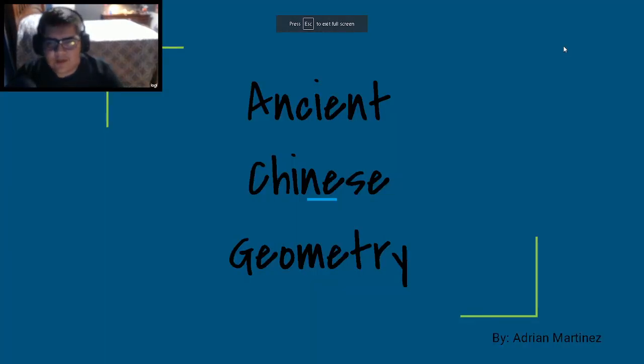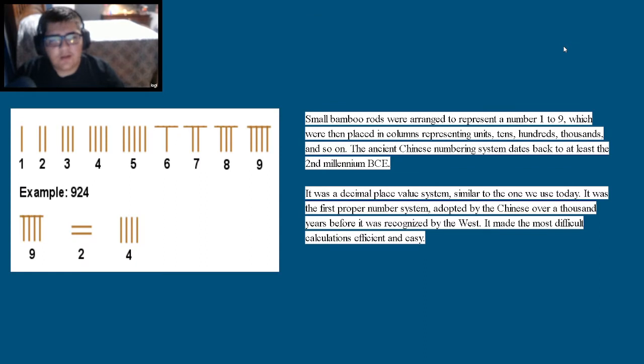Okay, so ancient Chinese geometry. Small bamboo rods used to be arranged representing the numbers 1 to 9, which were then placed in columns that represented our units known as the tens, hundreds, and thousands, and so on. The ancient Chinese numbering system dates back to the second millennium BCE.